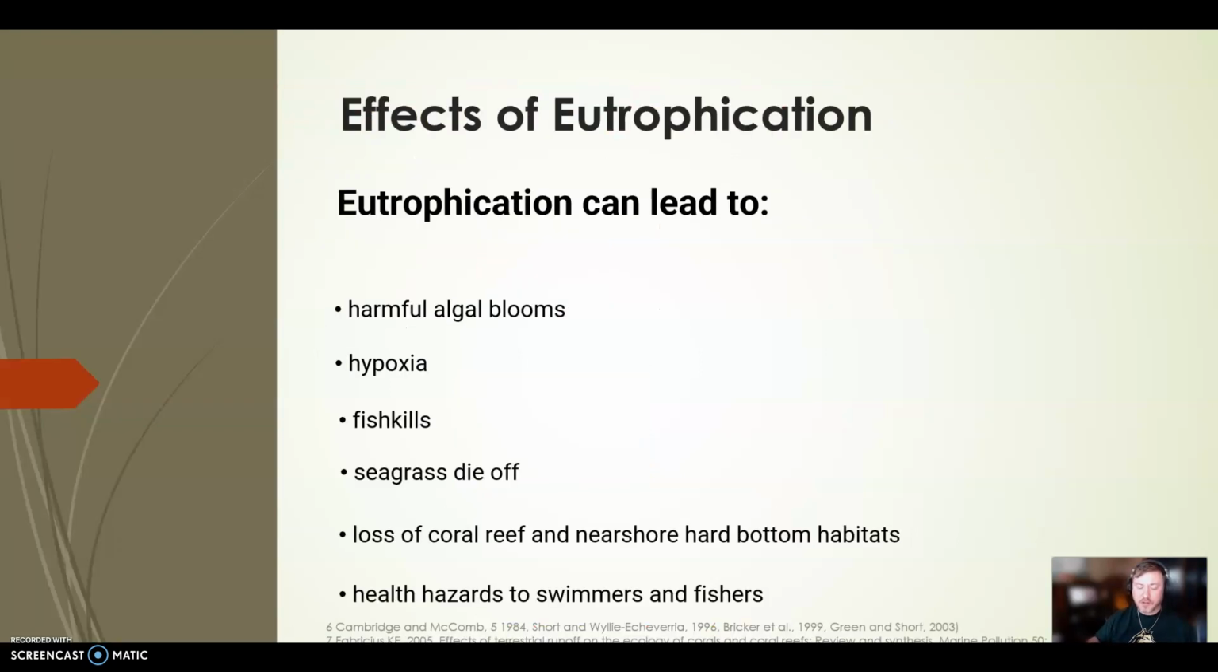Effects of eutrophication. Now that we know what eutrophication is, what are the effects? Eutrophication can lead to harmful algal blooms, often referred to as HABs or toxic algae. Hypoxia, or the depletion of oxygen in water, eventually, if not treated, causes dead zones. Fish and other water organisms that require oxygen to breathe are suffocated, die, and float to the water surface.